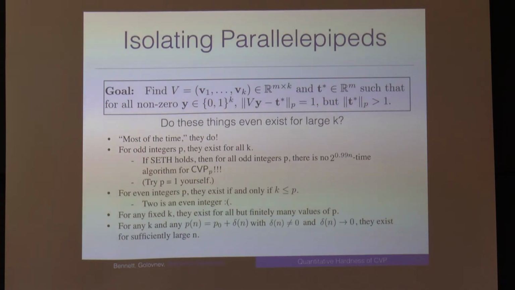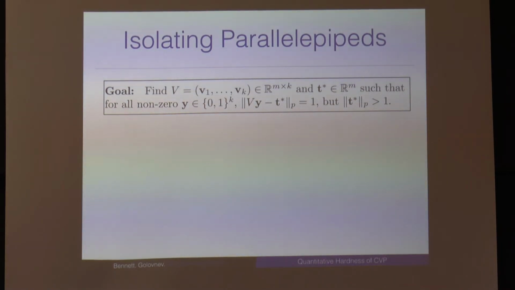Does everyone understand the result? Cool. Right, and so I guess you figured out the result, but this means that if SETH holds, then there's no 2 to the 0.99n time algorithm for any of these kinds of p's. So everything except what we really want, but it's a lower bound, so we have to accept what we can get, I think.